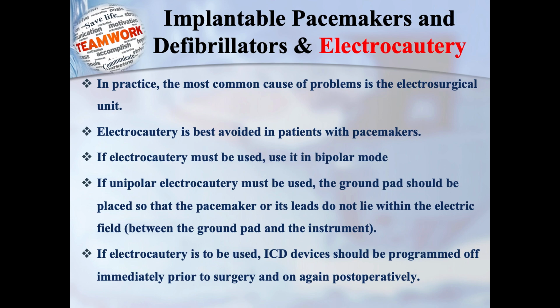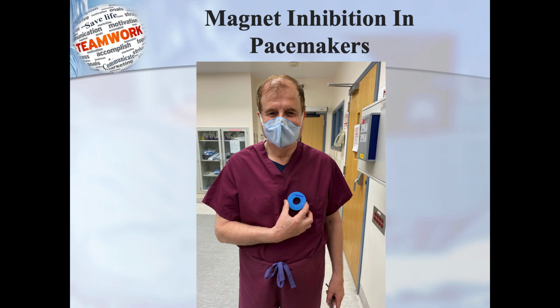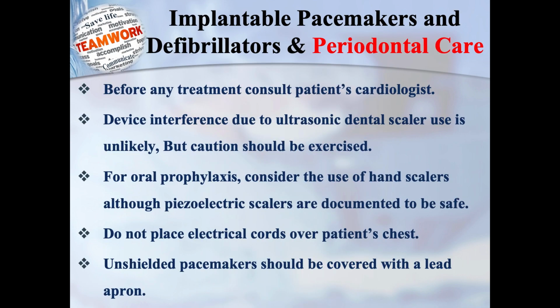How about electrocautery devices? In practice, the most common cause of problems is the electrosurgical unit. Electrocautery is best avoided in patients with a pacemaker. If electrocautery needs to be used, it should be used in bipolar mode. In case of need for electrocautery, the cardiologist may provide you with a special magnet. I'm holding one in my hand to show the location and placement of the magnet. In most devices, placing a magnet over a permanent pacemaker temporarily reprograms the pacer into a synchronous mode. It does not turn the pacer off, but this should be carefully guided by a cardiologist.